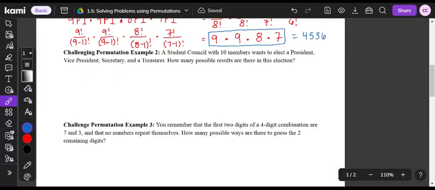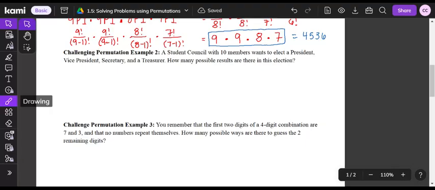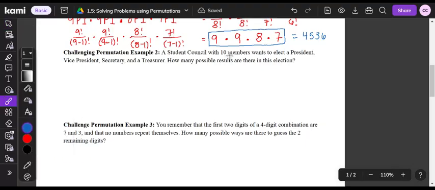All right, now for this next one. It says a student council with 10 members wants to elect a president, a vice president, a secretary, and a treasurer. How many possible results are there in this election? So we know this is going to be a permutation. And in the next video, I will explain more why it's a permutation. But for now, let's solve it using a permutation. I have 10 members to choose from, and I'm trying to fill 1, 2, 3, 4 different roles. Okay. So I'm going to say 10 permute 4 is going to give me my answer here.